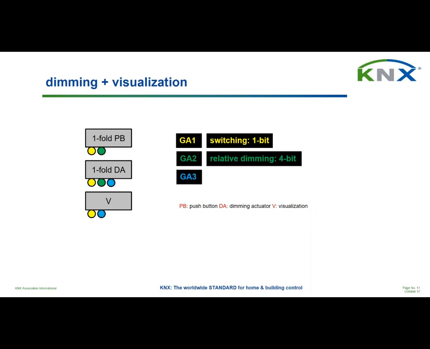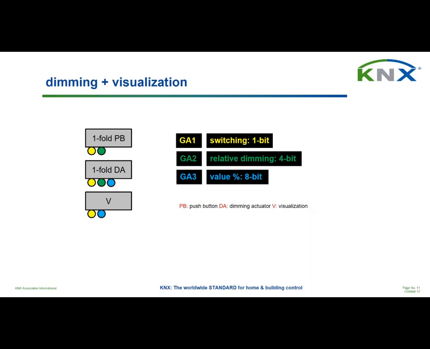Then a third link is blue, group address 3, and this is a group address which is used for exchanging 8-bit information, because with this 8-bit information we can switch the lamp to a specific value percentage, so a specific position, let's say, between 0 and 100%, just with one command, for example 60% or whatever you would like. This is a link between the dimming actuator and the visualization system. So this is actually again a link that could work in two directions.